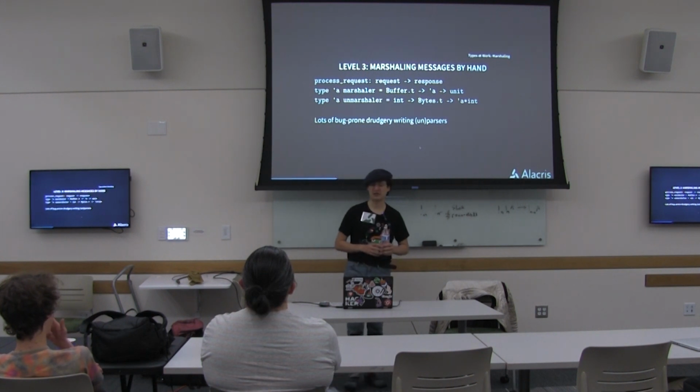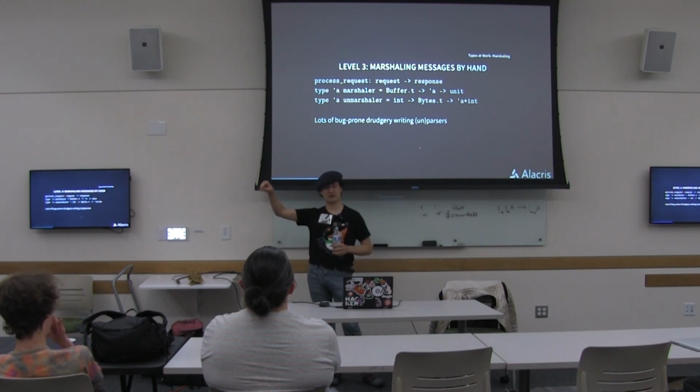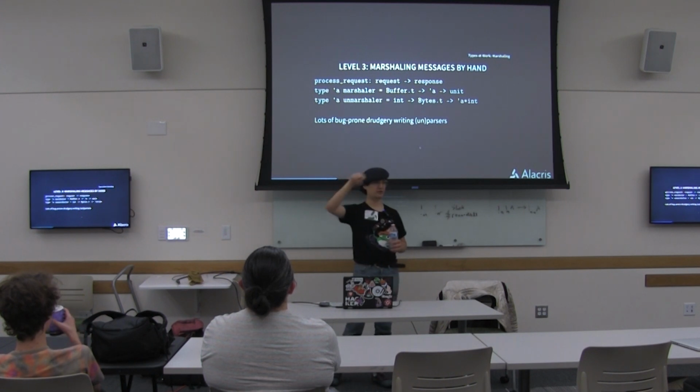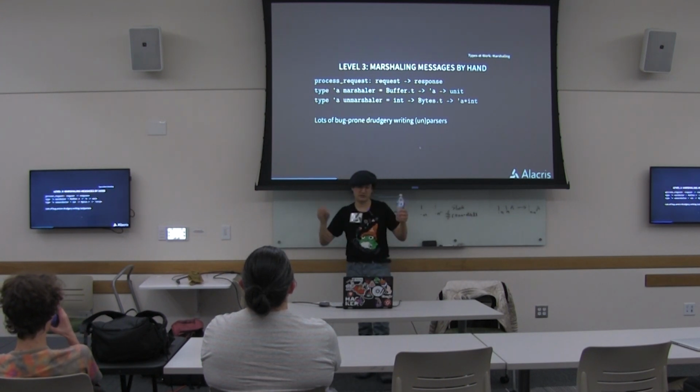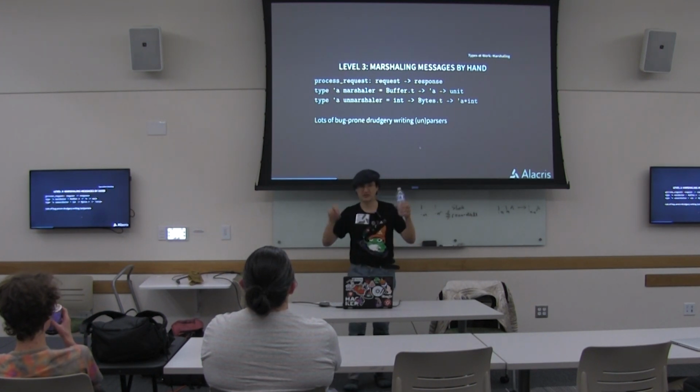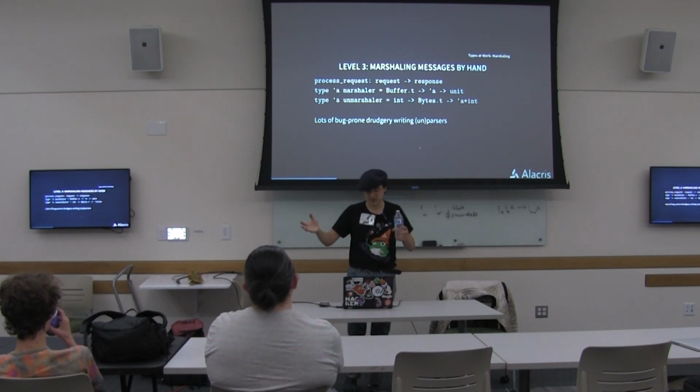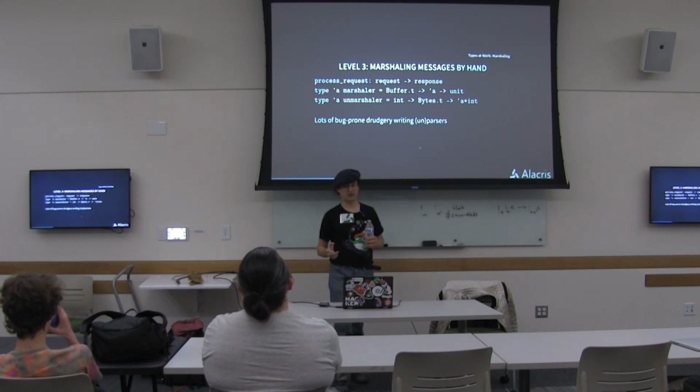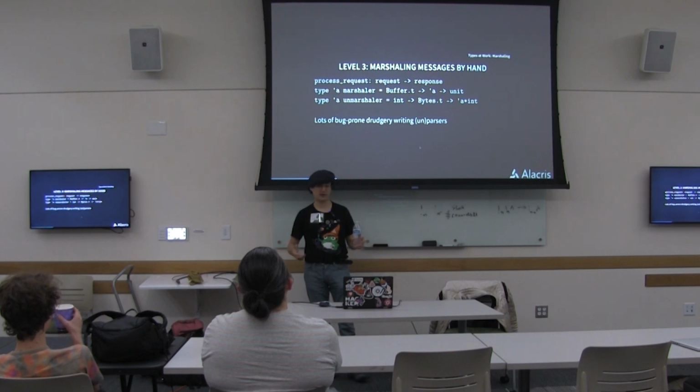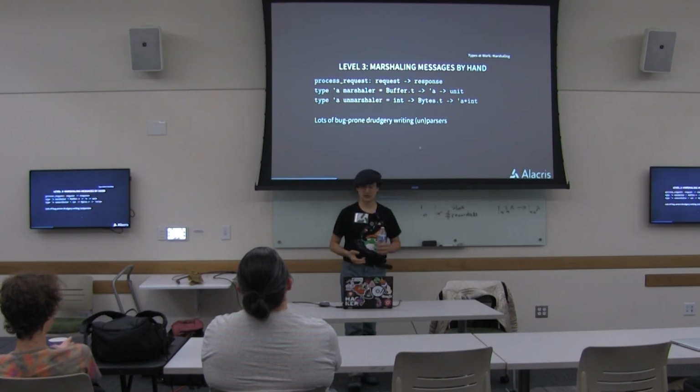When you unmarshal something, you take an index into a byte buffer and return an alpha and a new index. That's a bit ugly. That's how we do it because that's what's natural in OCaml. Ugh. But anyway, it works. It's lots of bug-prone drudgery writing all these unparsers and parsers, but you can do it.